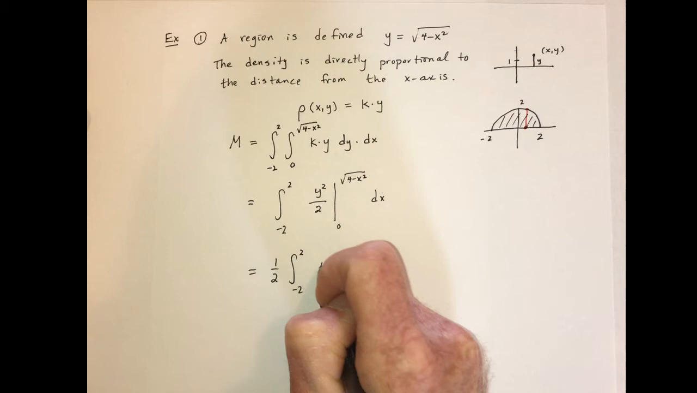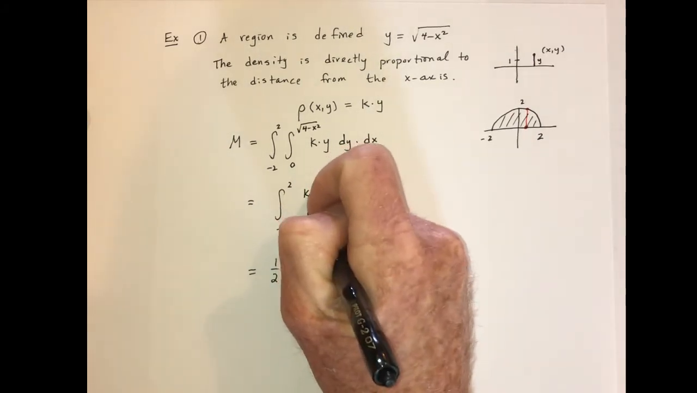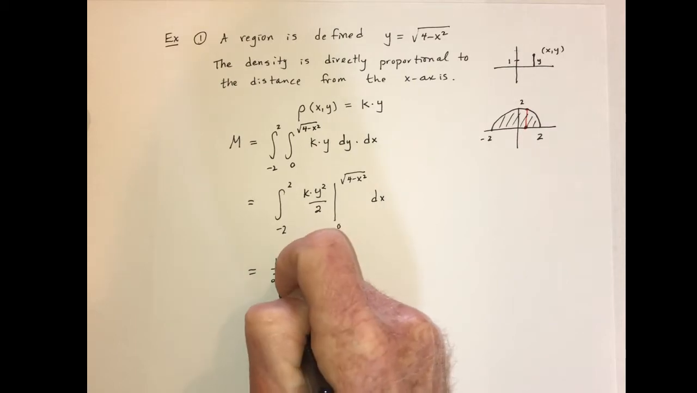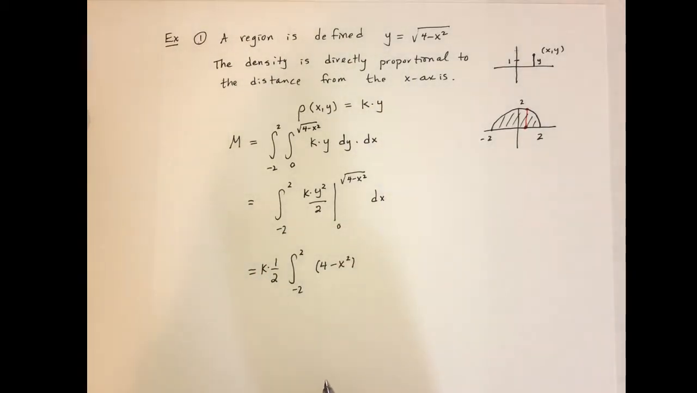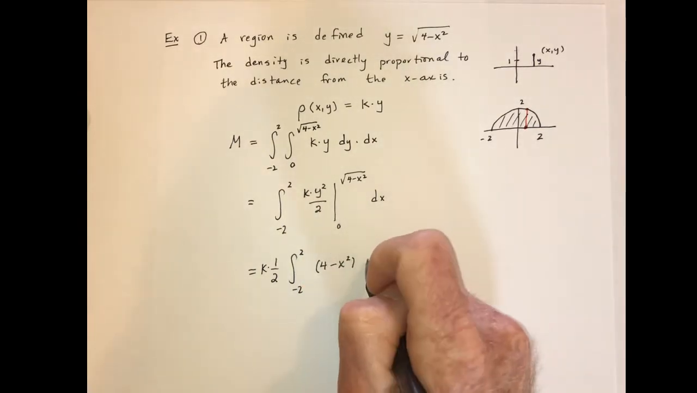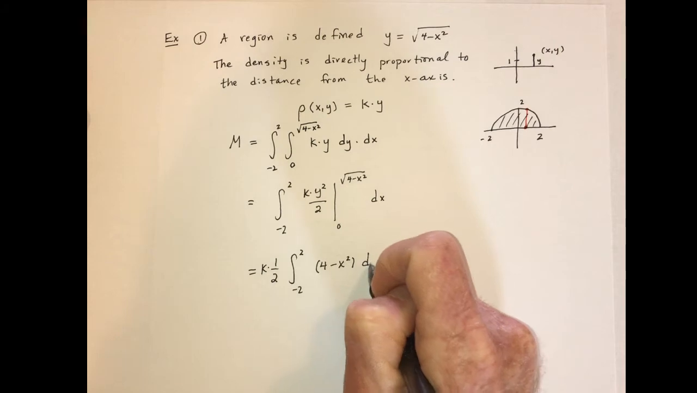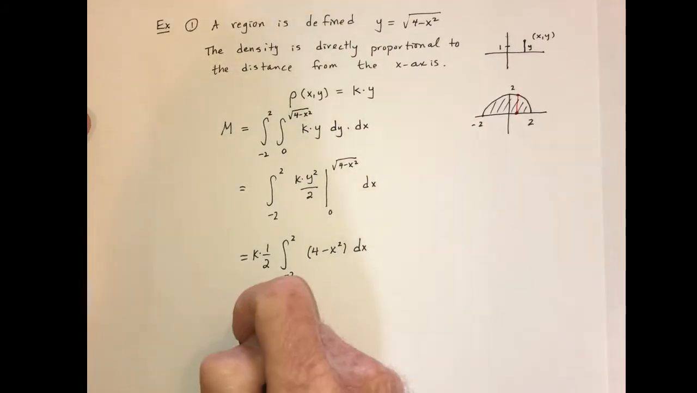Somewhere along the way, I lost the k. So the k should have been right here. And then because k is a constant, you could just factor that out. And then when you substitute 0, that's going to be 0 squared, so that does not contribute. And then integrate with respect to x.